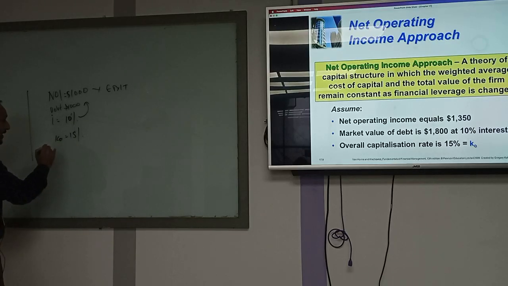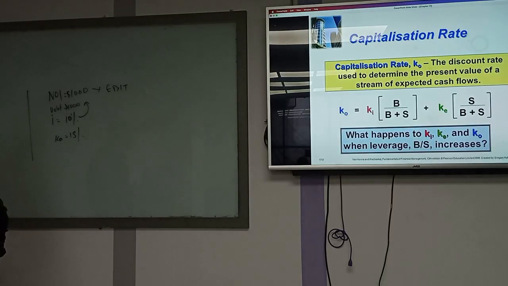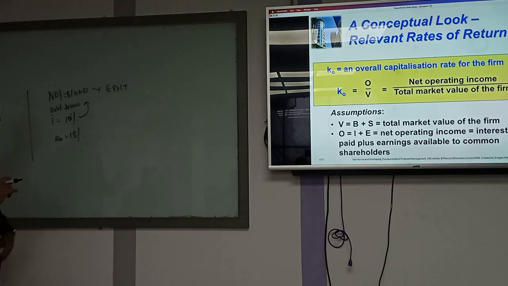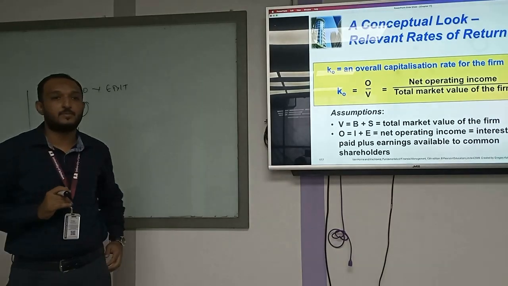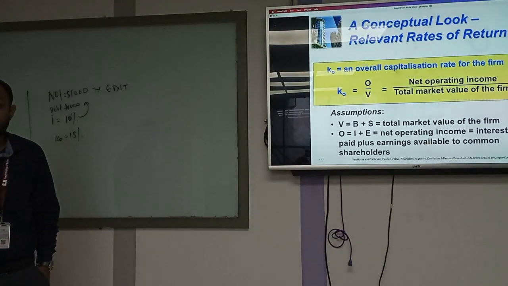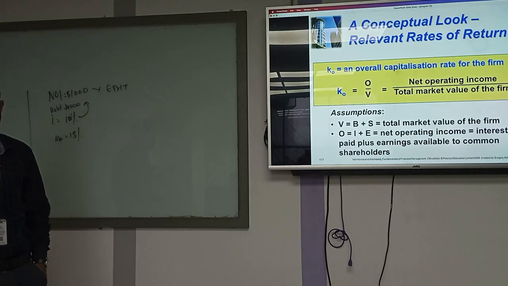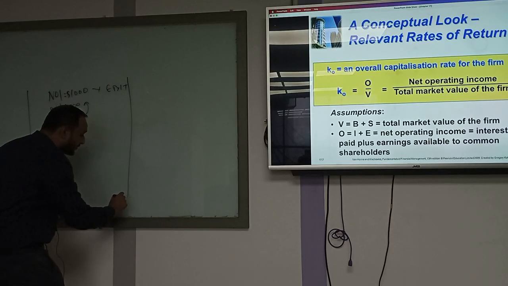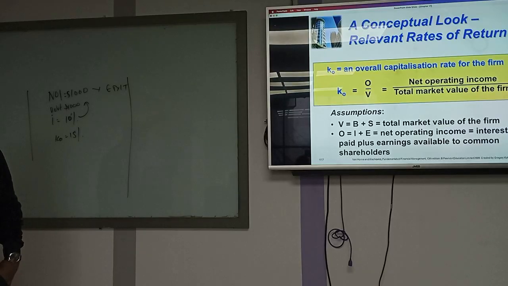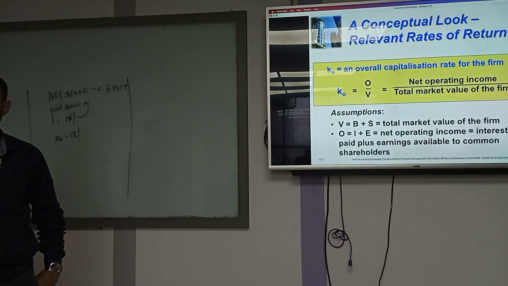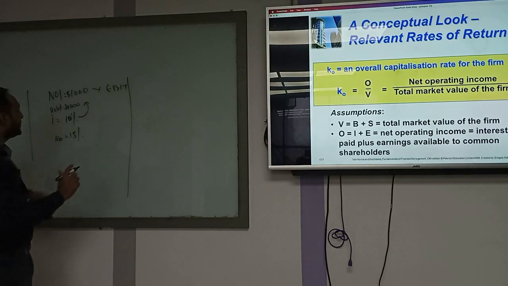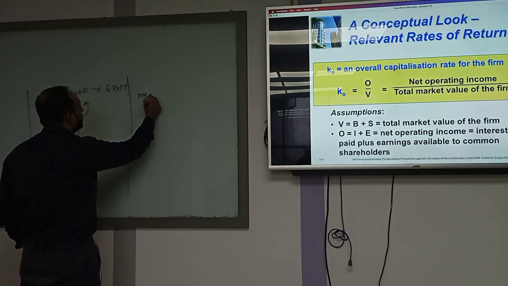Now KO, the capitalization rate, is given as 15%. This rate is given here. So I have to calculate or determine the value of my company: the total value of the firm, the value of the shares and the value of the debt, right? But the debt value is already given. We will also try to find one more thing, the return on equity, ROE. What is my ROE for this company through this capital structure?